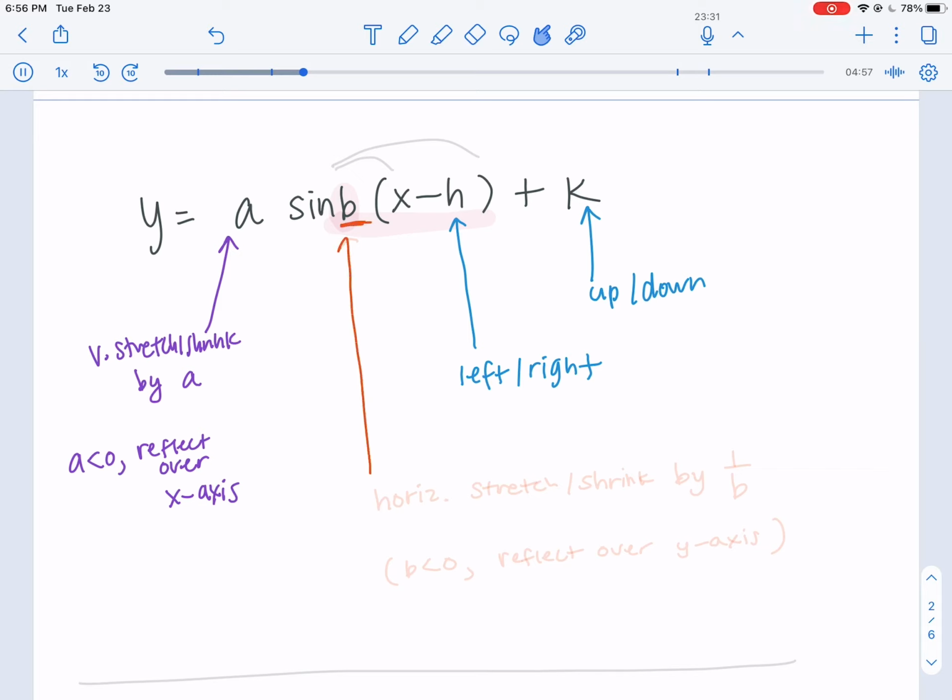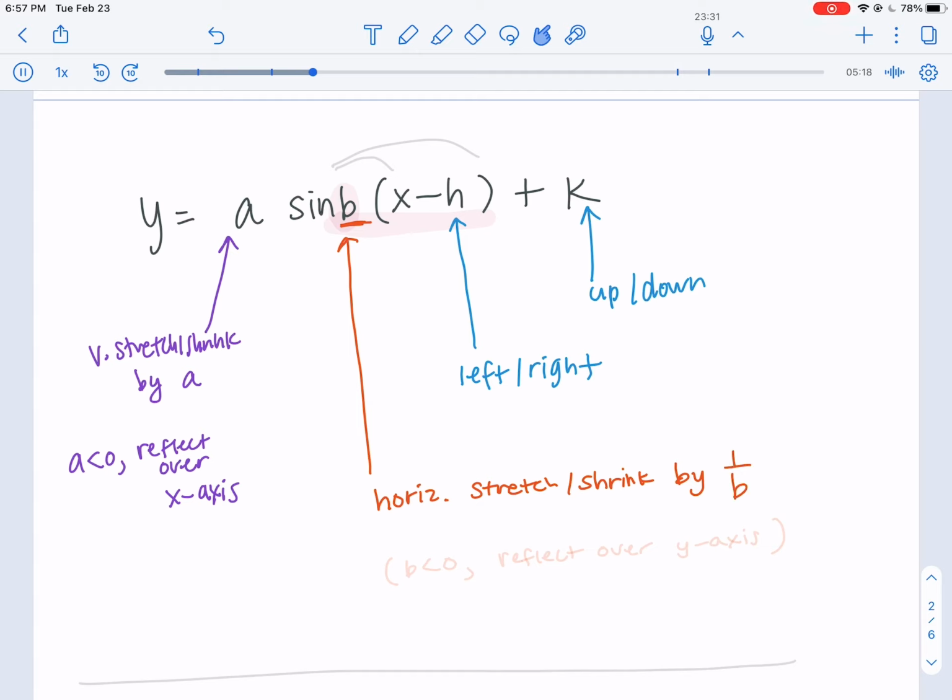Okay, the one that's a little tricky is this b right here. That's the what kind of stretch or shrink? Yeah, it's horizontal. So this is a horizontal stretch or shrink. And then the factor, right? It's not b. What do you multiply by? Do you remember? The reciprocal. Very good. It's the reciprocal. So you multiply by 1 over b.